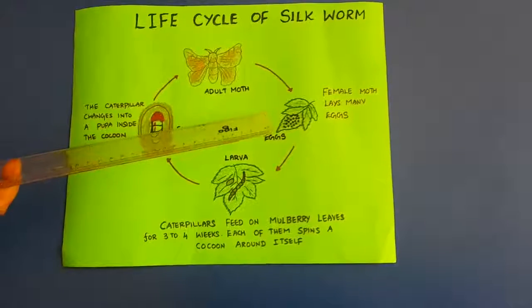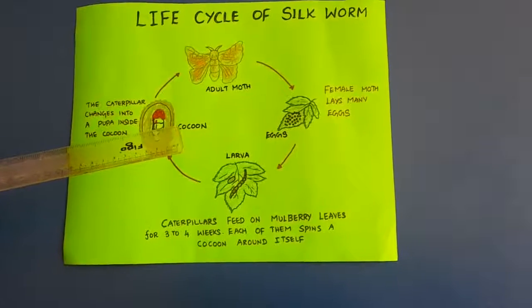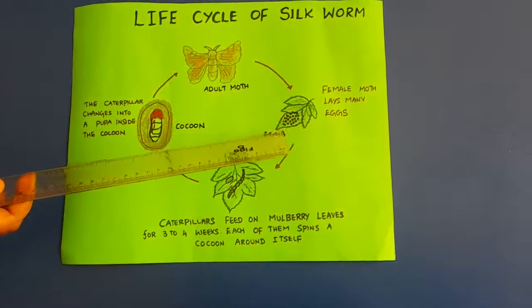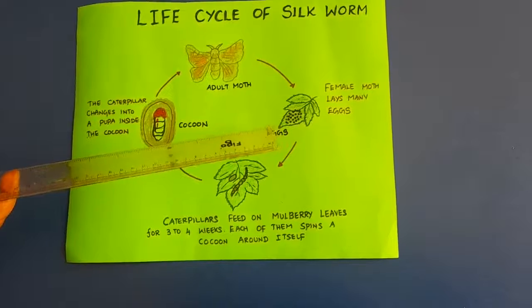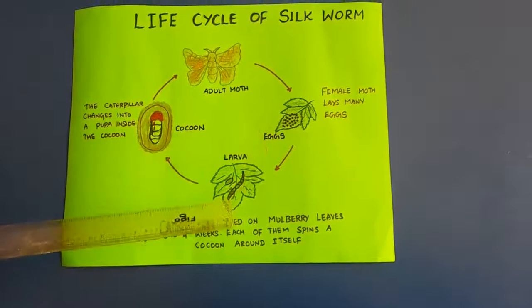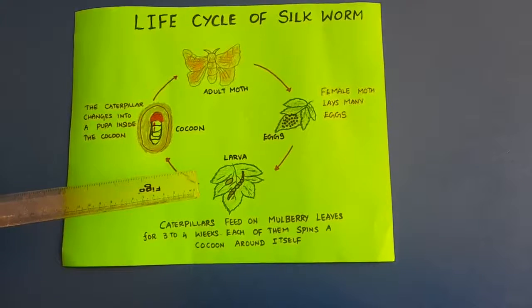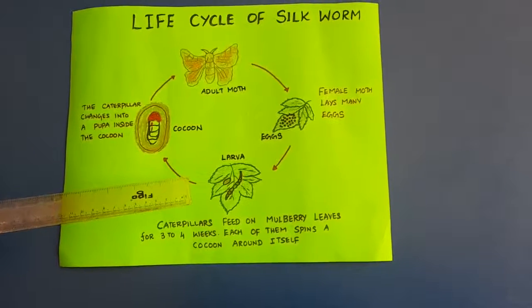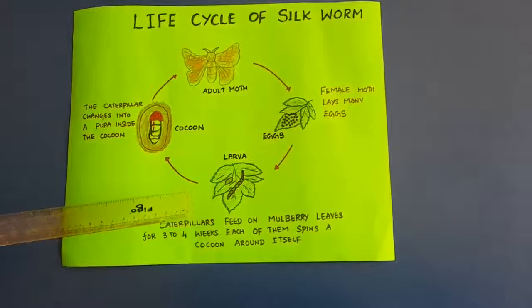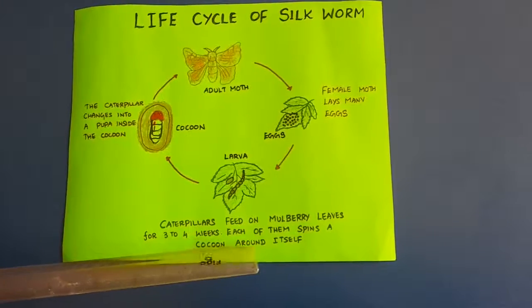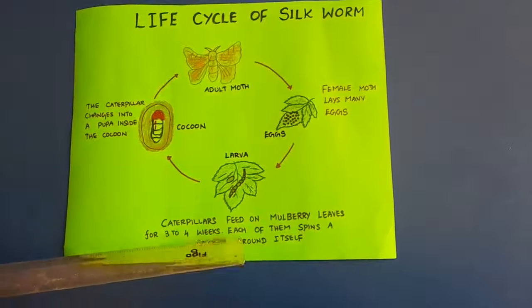So, laying of eggs. The female silk moth lays 300 to 400 eggs at a time. The female dies almost immediately after laying the eggs. Then the caterpillar or the larva. The larva hatches in about 10 days. The larva feeds on mulberry leaves for about 3 to 4 weeks. Each of them then spins a cocoon around itself.